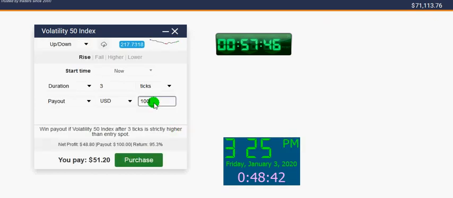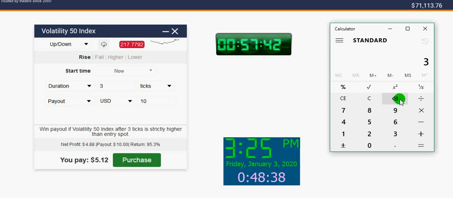Okay, we won the third trade. So we'll change this amount back again to the low amount. Don't stake a high amount again. So we're going for trade number 4. After, let's say, when this changes to 55 seconds, that should be about 35 seconds after the third trade.